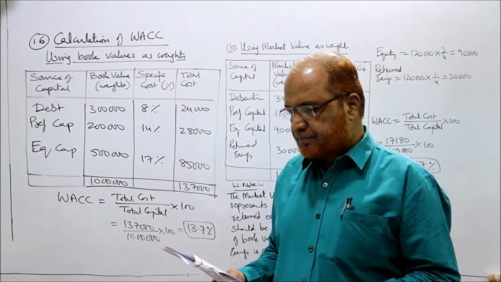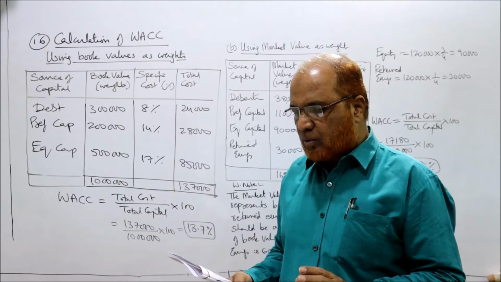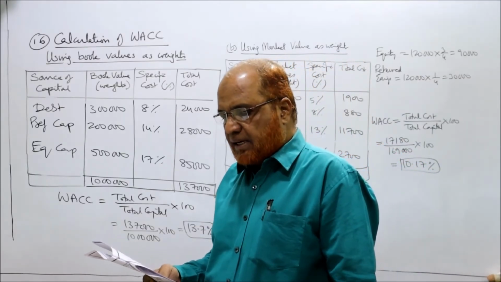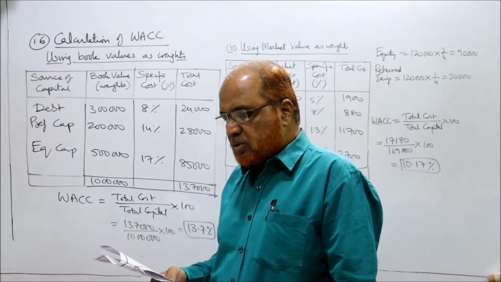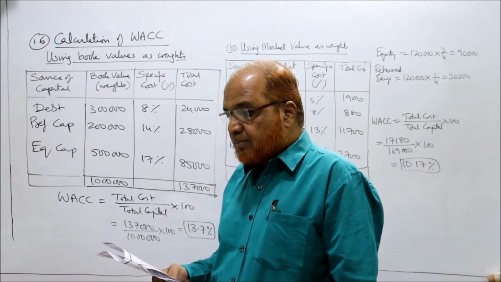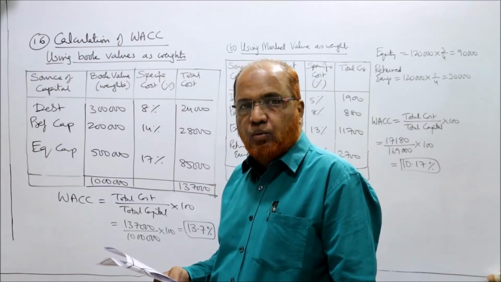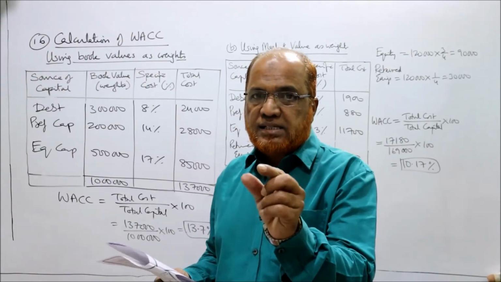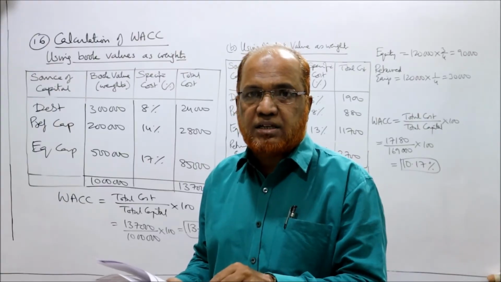17th problem. A company has on its books the following amount and specific cost of each type of capital. Type of capital: debt, preference, equity, retained earnings. 4 types of capital. Book values are given for all, whereas market value is given only for debt, preference and equity. What is the equity market value? 10 lakh. And this 10 lakh is representing both equity and retained earnings.